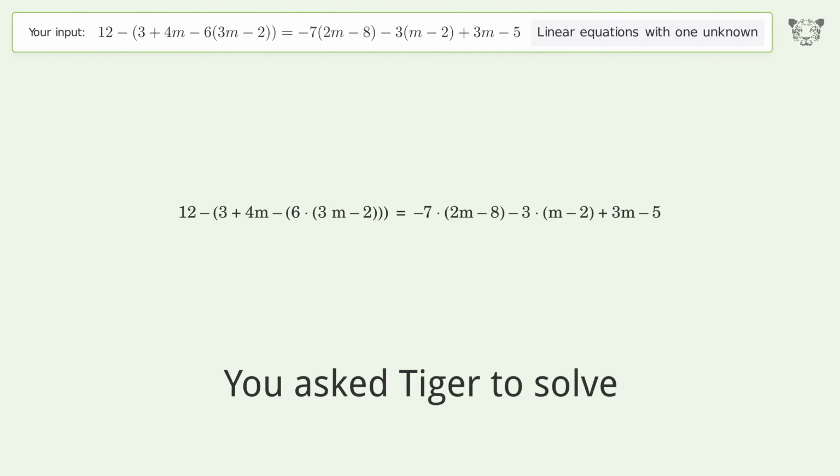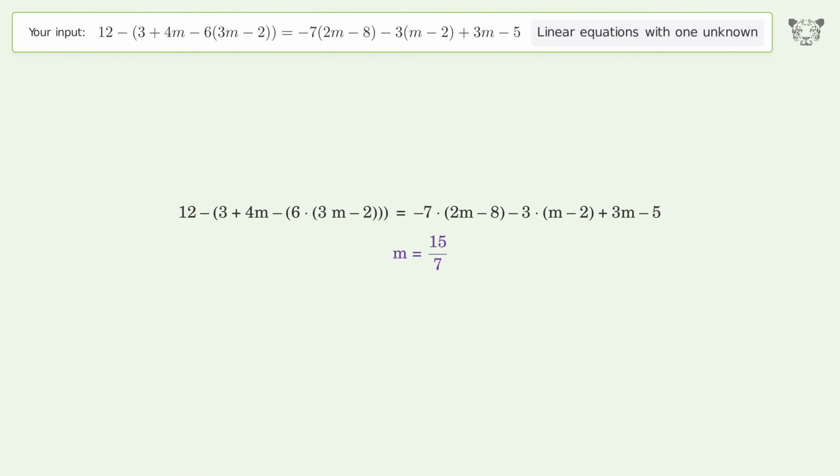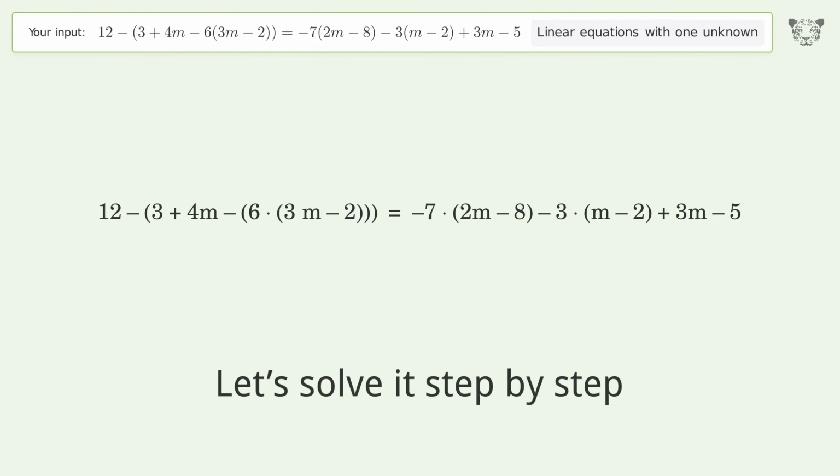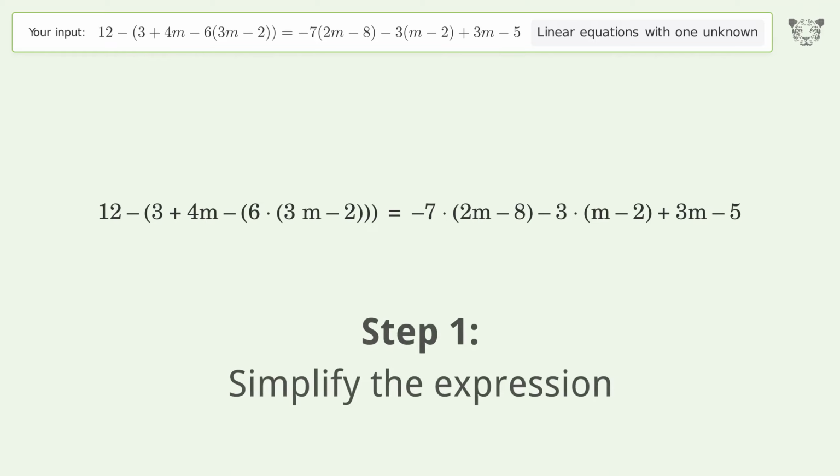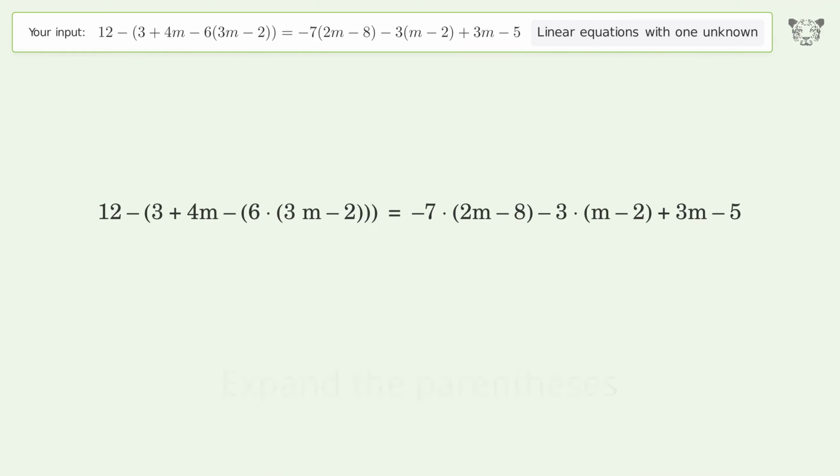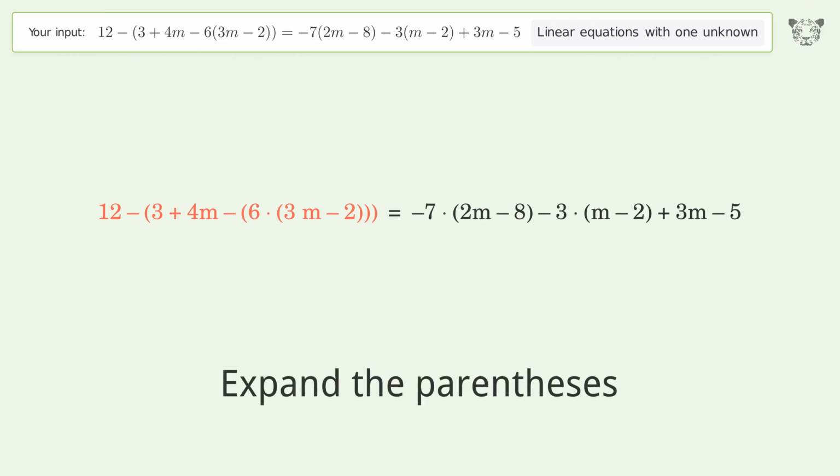You ask Tiger to solve this. This deals with linear equations with one unknown. The final result is m equals 15/7. Let's solve it step by step. Simplify the expression. Expand the parentheses.